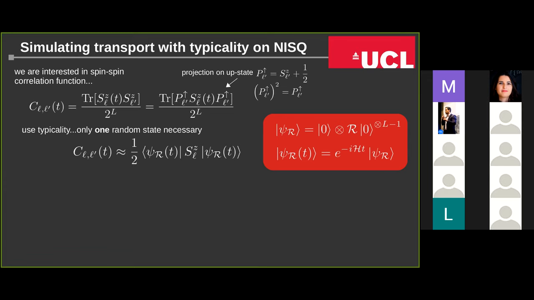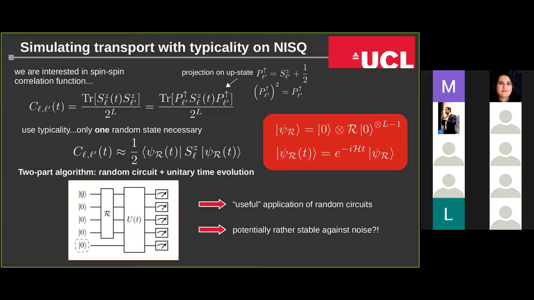Okay, so how can one translate this on a quantum computer? Well, this is actually very easy. You just prepare your qubits all in the zero state, and then you act with such a random circuit. So exactly such a random circuit that was used in the Sycamore experiment to create a random state. But you do this on all qubits except for one. So this would be the state where we do the projection. And then after you have prepared this random state, you do a unitary time evolution, now of course on all qubits, and then you measure, and this should give you the correlation function, and you can analyze the transport properties. And in this sense, you might say this is a useful application of these random circuits, because you can use them to study transport properties.